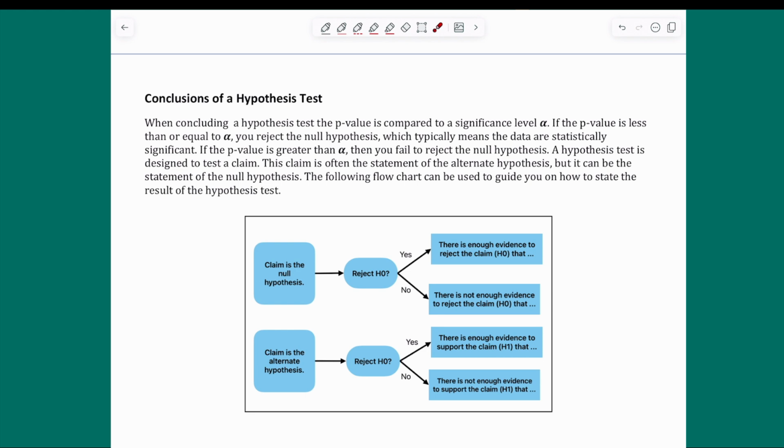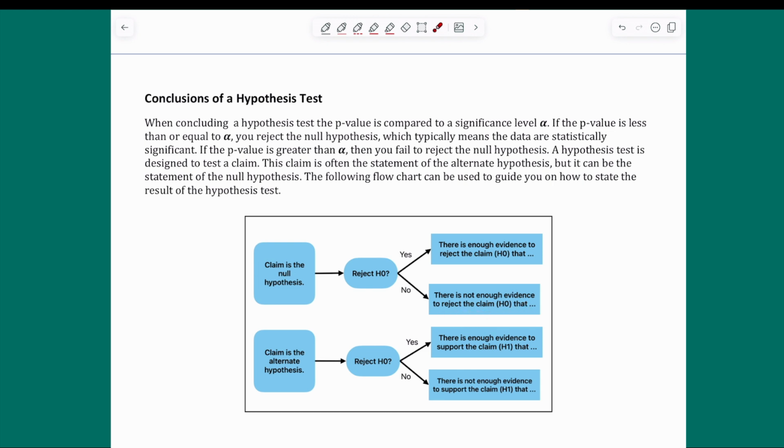We might also say that at the significance level alpha equal to 0.01, there's enough evidence to reject the claim that... All right, but if we don't reject the null hypothesis, we might say at the alpha level of significance, there is not enough evidence to reject the claim, or reject the null hypothesis.